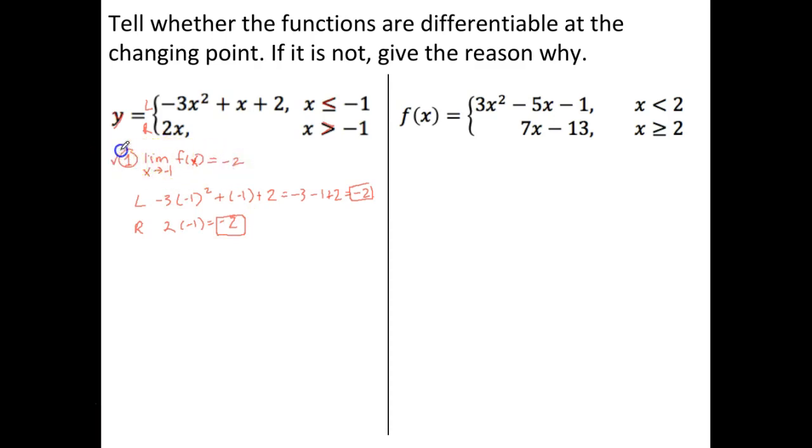So rule 1 checks off. We do have a limit. Let's check rule 2, that there is a point, so f of -1, and remember, we're checking it at that x value, -1. So let's plug it in. We use the top function because that's where it is equal to, and we already did that. I did that right here, so I'm not going to redo it. The answer is -2. Okay, it does have a point.